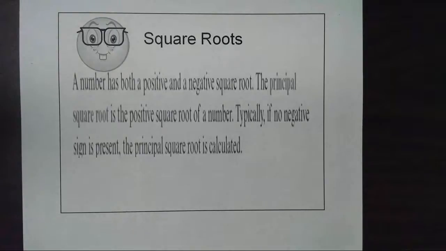Now normally when we say something such as the square root of 49 is 7, we're talking about the principal square root, which is the positive square root of the number. However, we can also multiply negative 7 by itself to get 49. So the square root of 49 is also negative 7. Typically, if no negative sign is present, we just calculate the principal square root.